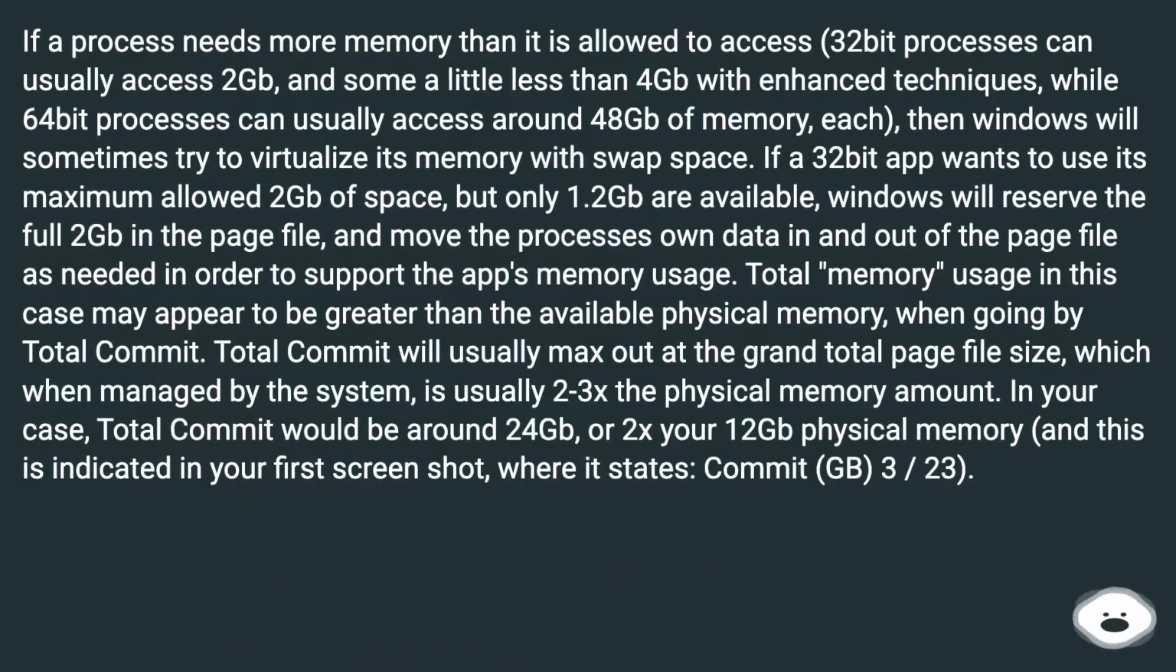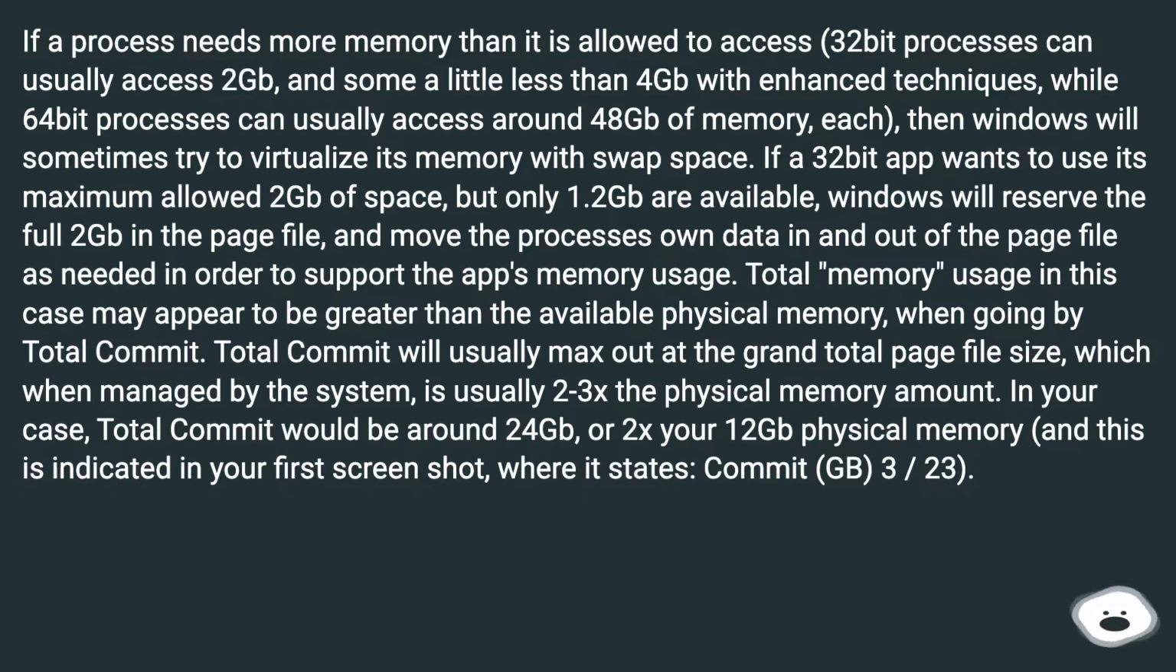If a process needs more memory than it is allowed to access, 32-bit processes can usually access 2 GB, and some a little less than 4 GB with enhanced techniques, while 64-bit processes can usually access around 48 GB of memory each. Then Windows will sometimes try to virtualize its memory with swap space. If a 32-bit app wants to use its maximum allowed 2 GB of space, but only 1.2 GB are available, Windows will reserve the full 2 GB in the page file, and move the process's own data in and out of the page file as needed in order to support the app's memory usage.